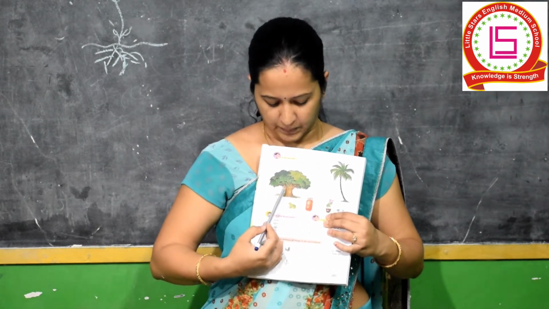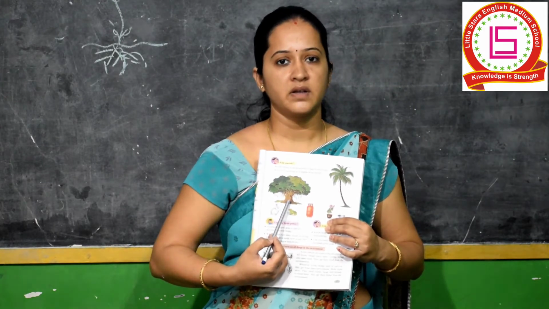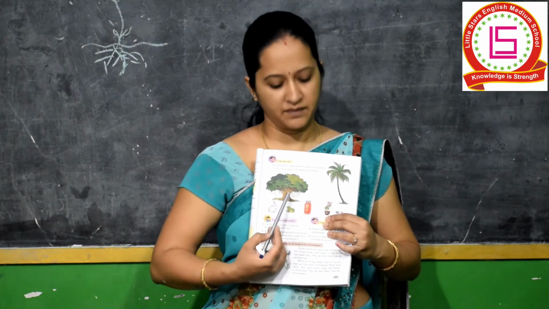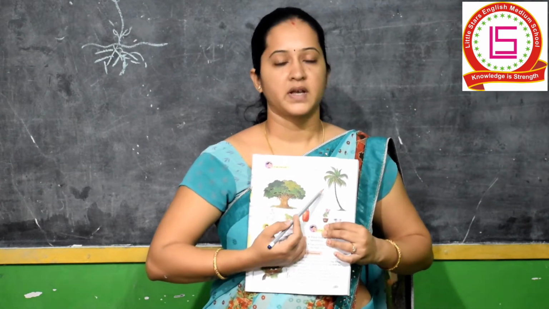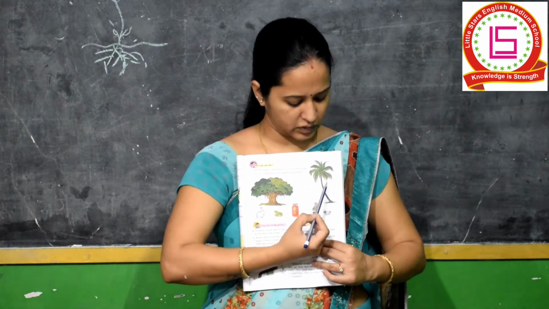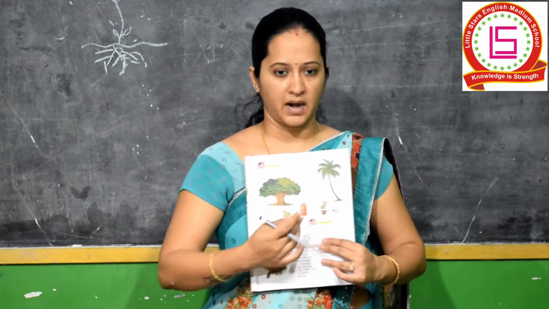So first one, is this a living tree? Yes, a tree is a living thing and it is a plant. You have to write that, plant. Second, this is also a coconut tree. The coconut tree is also a living thing. So this is a plant.